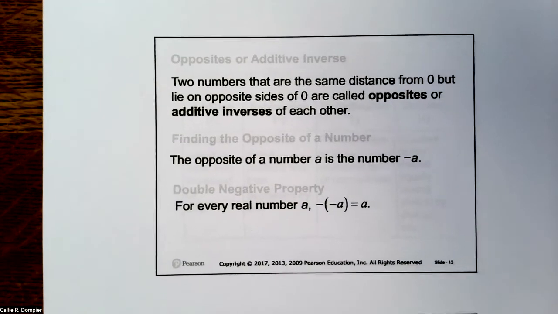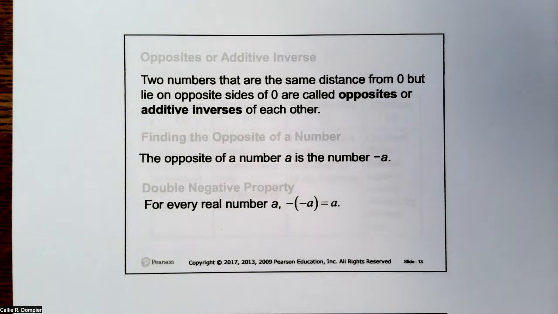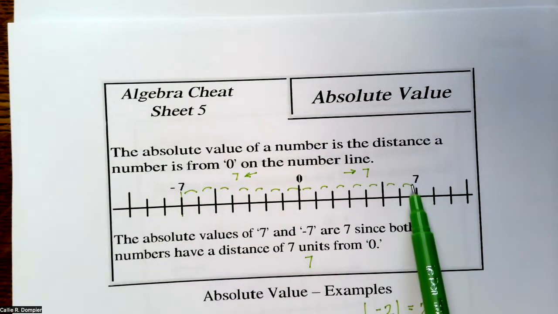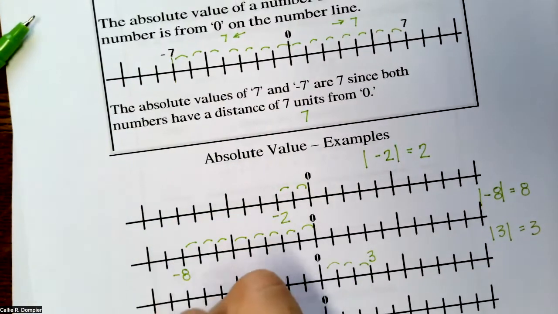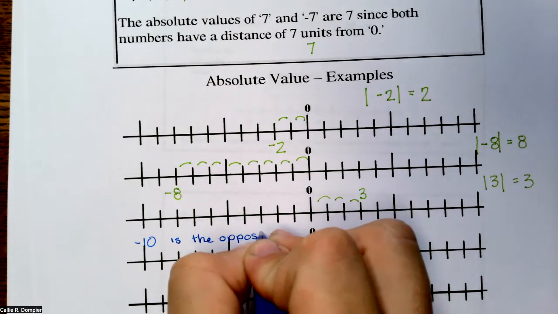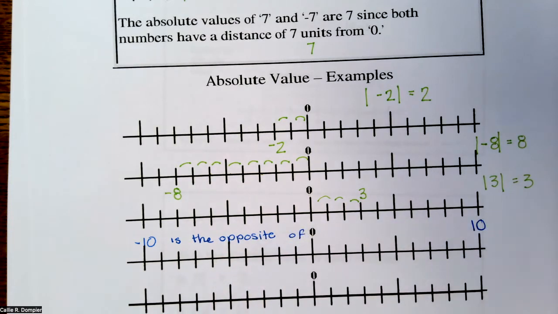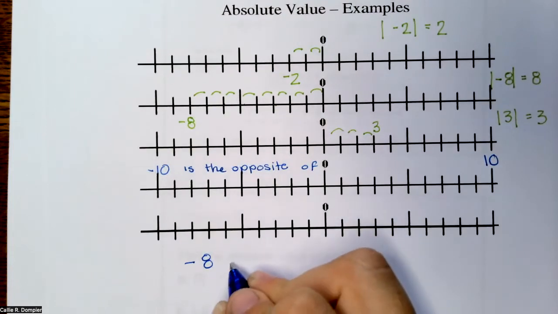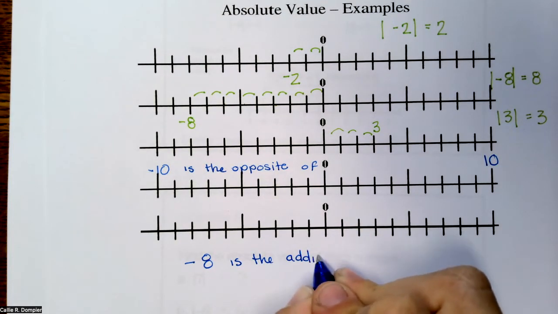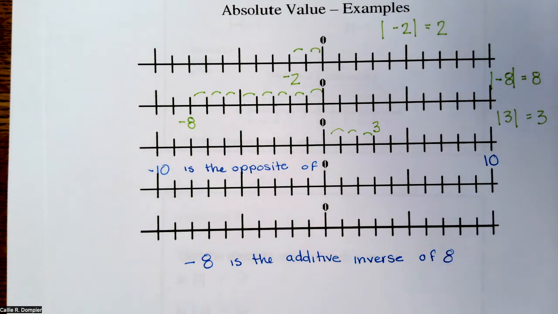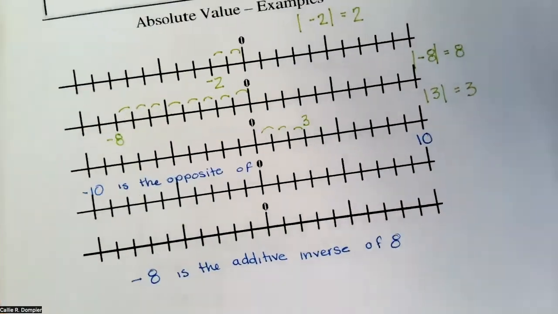Opposites or additive inverse, those two things mean the same. They are two numbers that are the same distance from 0, but on opposite sides of 0. So when we were looking at our number lines, -7 and 7 are opposites or additive inverses of each other. -10 is the opposite of 10, and you can say 10 is the opposite of -10. -8 is the additive inverse of 8. 8 is the additive inverse of -8. Just that distance away from 0 in the other direction.